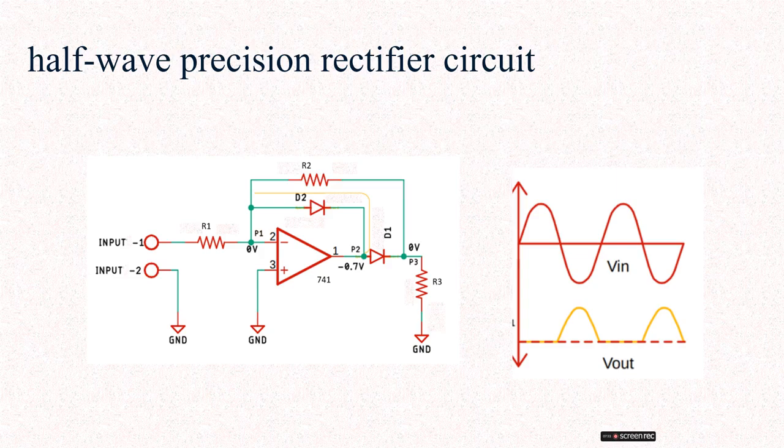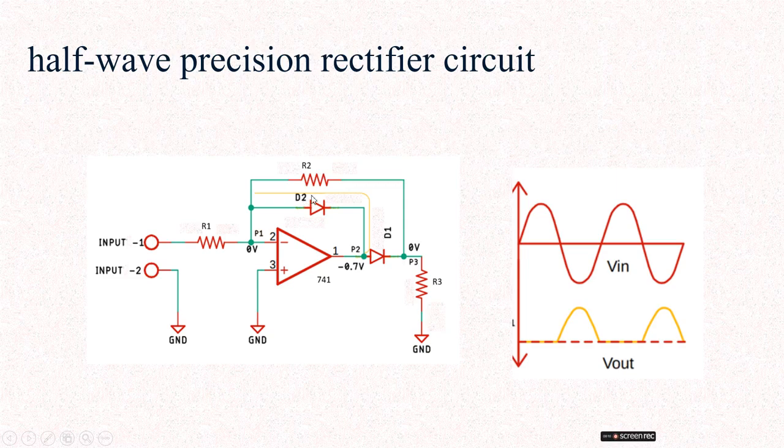Now assume negative half cycles of a sinusoidal signal are provided to the input of the op-amp circuit. What happens? At this point, diode D2 is in the reverse biased condition, so D2 acts as an open circuit. Just assume it is an open circuit.